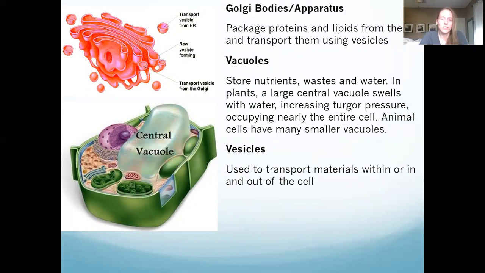The vacuoles, actually let's go down to vesicles first. The vesicles transport the materials either into or out of the cell, so they will leave the Golgi bodies and usually go to the cell membrane and actually move whatever they're carrying out of the cell, and we'll talk about how they do that later. You can also have vesicles that are coming from the cell membrane into the cell.